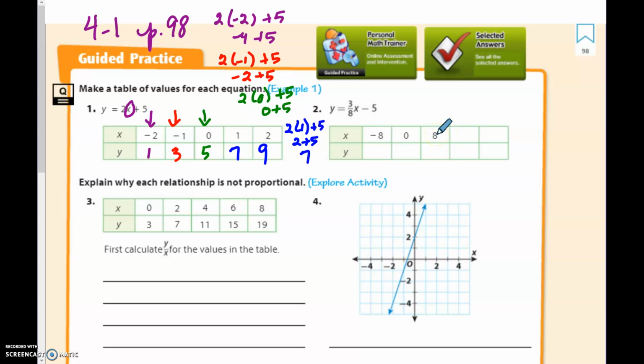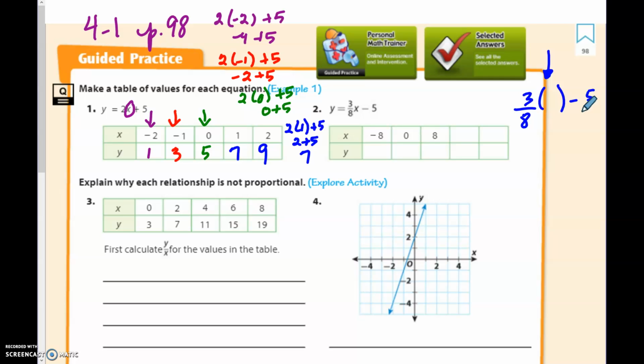The reason they're doing that is because when we look at this fraction, 3 over 8 times what? Minus 5. So we're always going to be filling in this x value right here. Well, if we put in a 1, 3 eighths times 1 is 3 eighths, and then 3 eighths minus 5 is going to give us a fraction answer here.